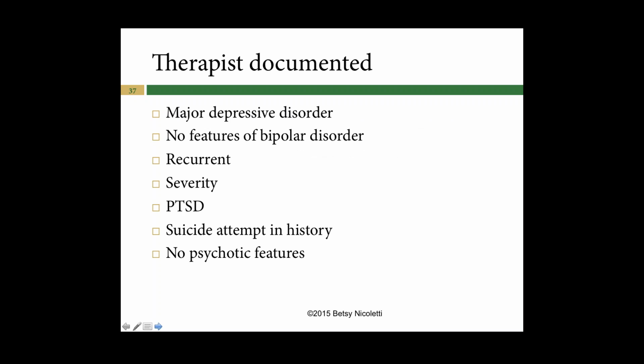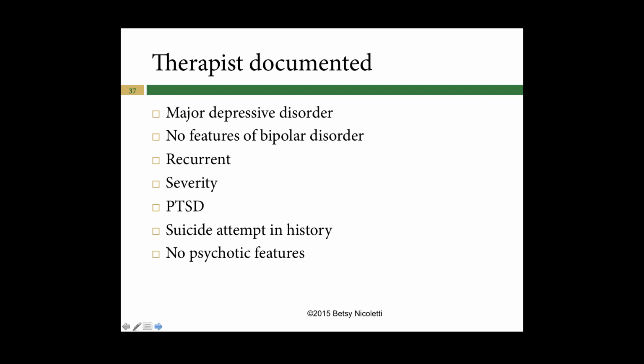We have a therapist documenting and evaluating a 32-year-old patient with a long history of depression, PTSD. No history of manic episodes, so we know the patient doesn't have bipolar disorder. One prior suicide attempt. And our diagnosis is a major depressive disorder of moderate severity without current suicidal ideation and no psychosis. So what did we have documented? Major depressive disorder, no features of bipolar, it's recurrent, we have the severity, patient also has PTSD, we had a suicide attempt in the past, and no psychotic features.